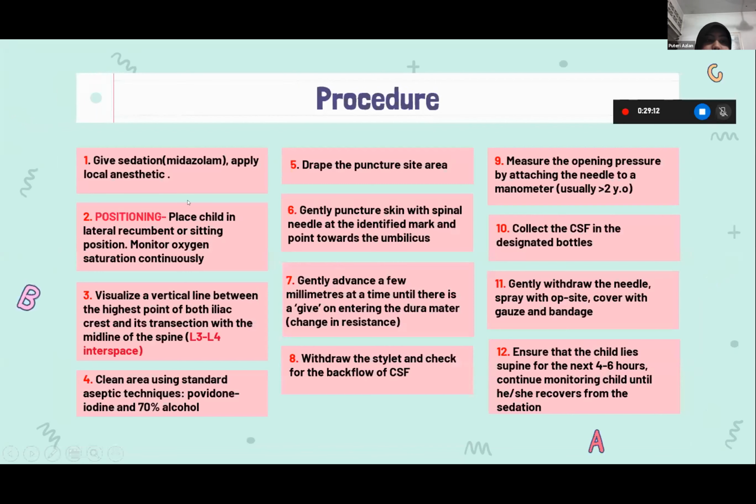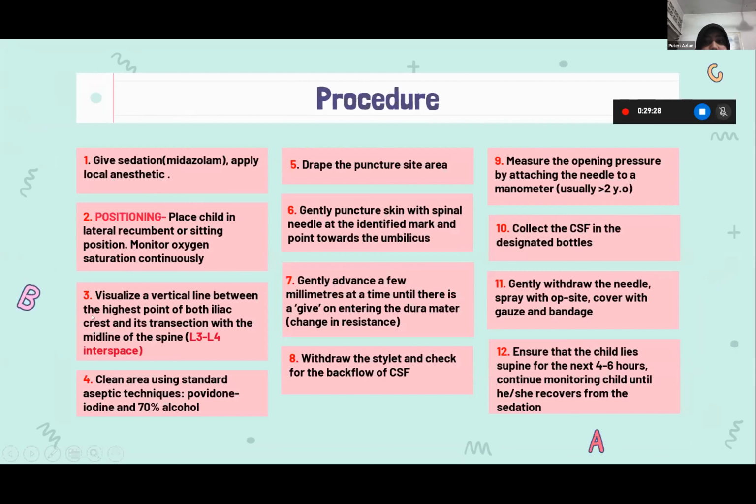So for the procedure, we start with giving sedation and applying a local anesthetic like lidocaine. And the next step is positioning. This is very important because there are two positions: lateral recumbent or sitting position. And we need to monitor the oxygen saturation continuously.